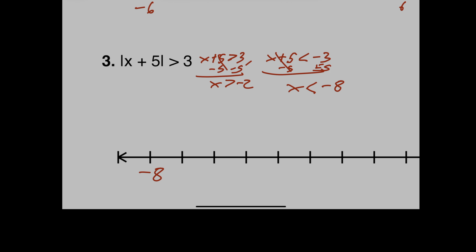So let's call this one -8, and that's going to be a hole in the graph, and its x is less than, okay?